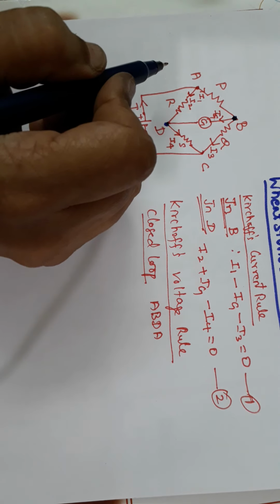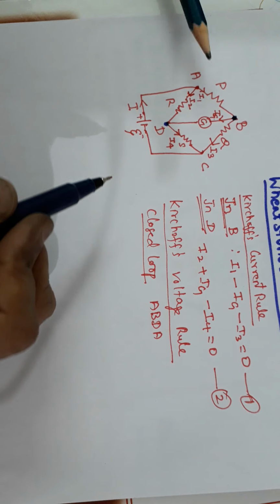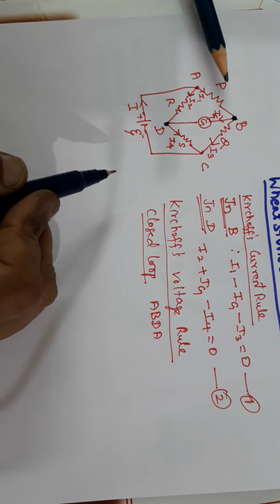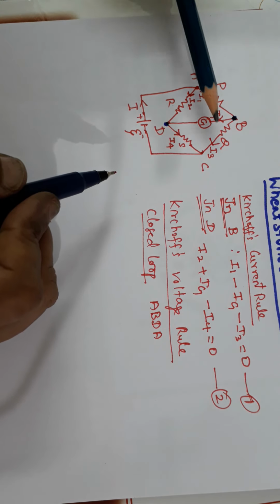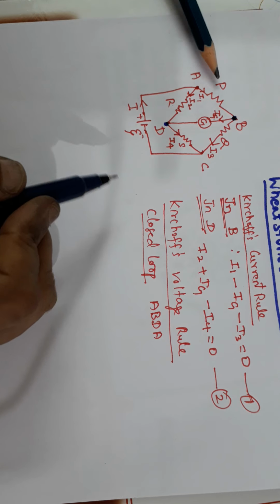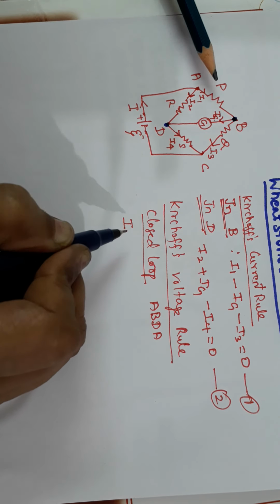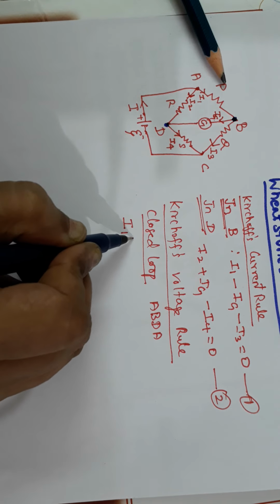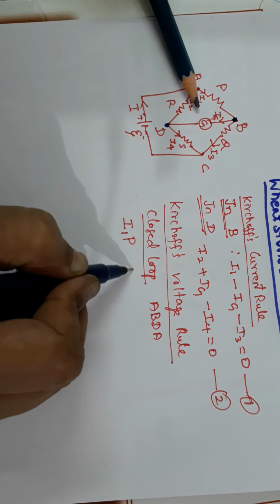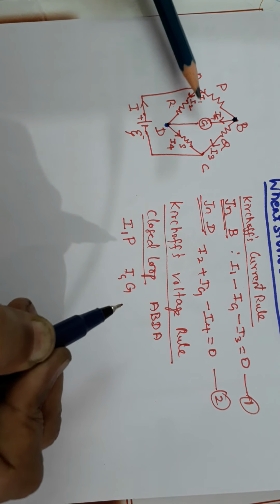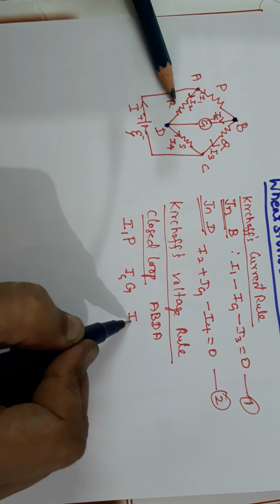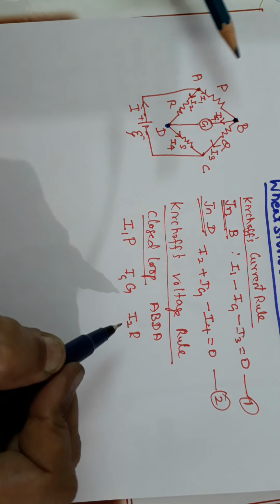Now look at this closed loop, children. How many terms are there? Here 1, 2, 3 terms. I will write the product of the 3 terms, right? Here the product of current I1 and resistance P. Here current Ig, resistance G. Here I2 R. Okay, next look at the sign.